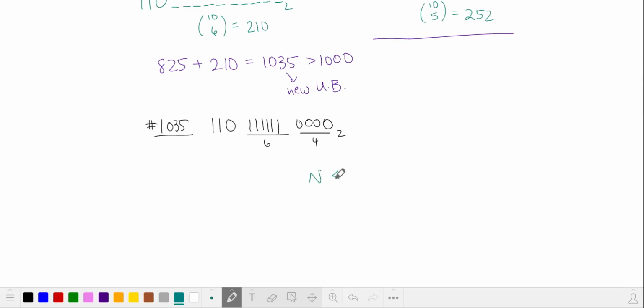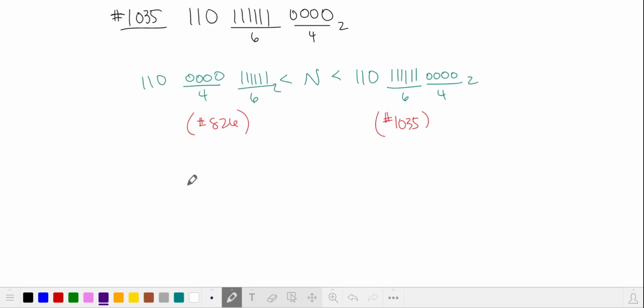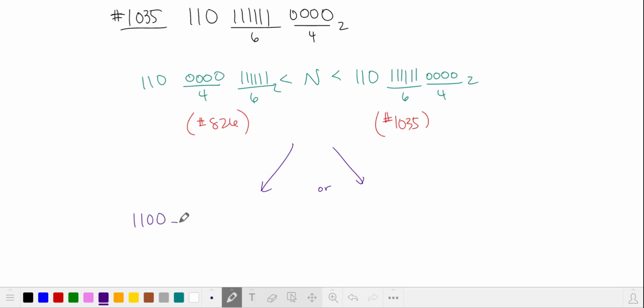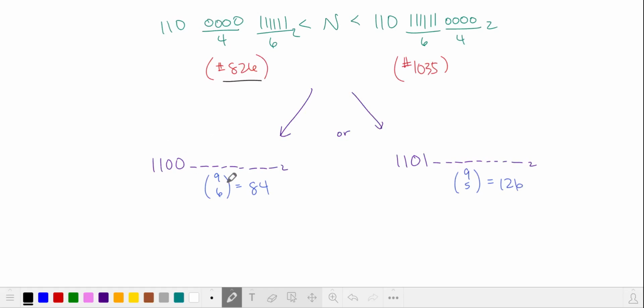Let's rewrite our bounds on n again. This is the same as our 826th number, and this is our new upper bound, our 1035th number. 13-digit numbers that begin in 110 can be divided into 2 categories. Numbers that begin in 1100 and then 9 remaining digits, or numbers that begin in 1101 and 9 more digits. From these 9 digits, we pick 6 of them to be 1s. There are 84 ways to do that. Here we have 5 ones. Since 826 is in this category, we'll start with 825, and we'll add 84 to get a sum that's less than 1,000. So this is our new lower bound on n.